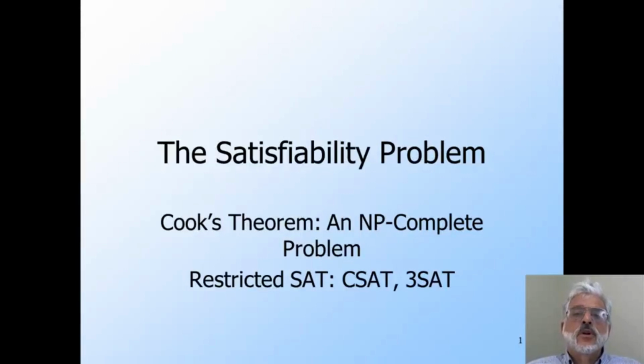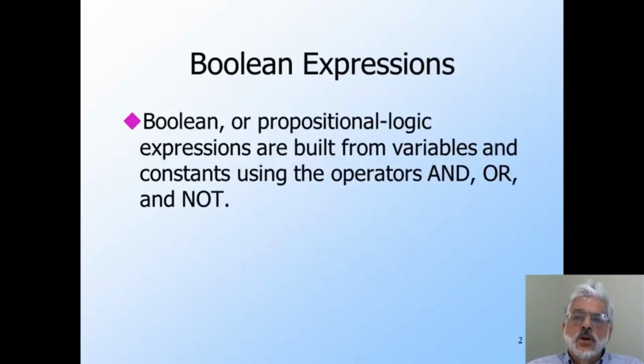In this lecture, we're going to prove one problem, satisfiability for Boolean expressions, to be NP-complete, by showing how to reduce the language of any non-deterministic polytime Turing machine to satisfiability. We will then cover two of its restricted versions called CSAT and 3SAT respectively. We'll learn shortly what those mean. Our first step is to learn about Boolean expressions, or what is the same, expressions of propositional logic.